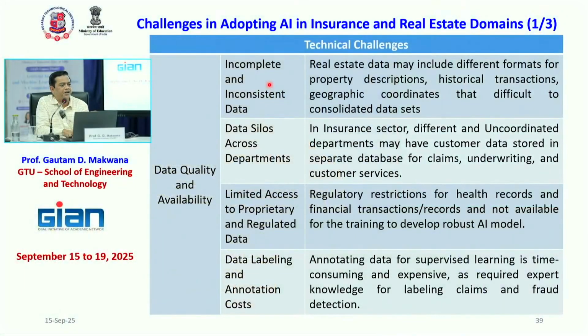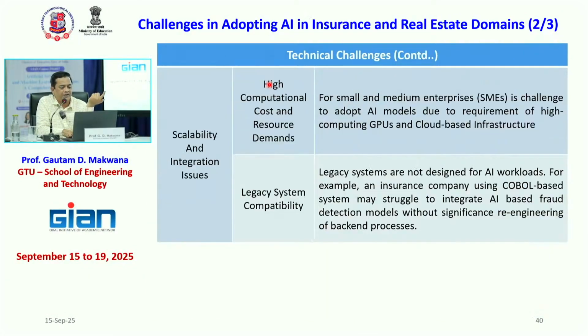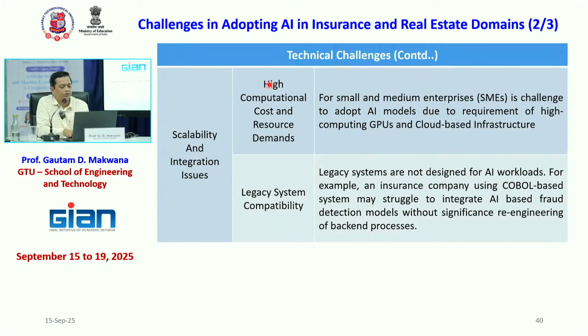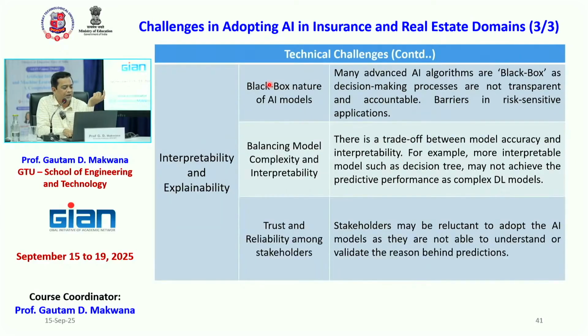Some of the challenges that we discussed right now regard data quality and availability, scalability, and integration issues. There are two kinds of challenges. Technical challenges: data quality and availability, incomplete and inconsistent data, silos across departments, limited access to proprietary and regulated data, labeling and annotation costs, high computational cost and resource demand, and legacy system capabilities. And interpretability and explainability is one of the issues: the black box nature of AI models, balancing model complexity and interpretability, and trust and reliability among stakeholders.